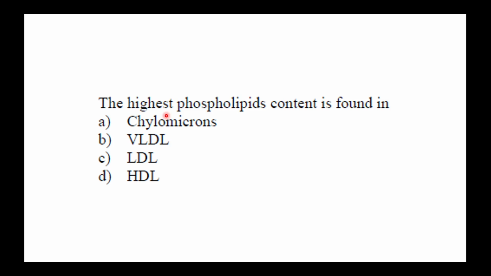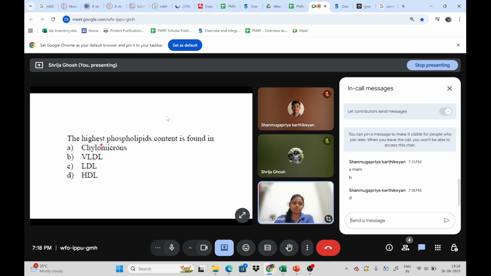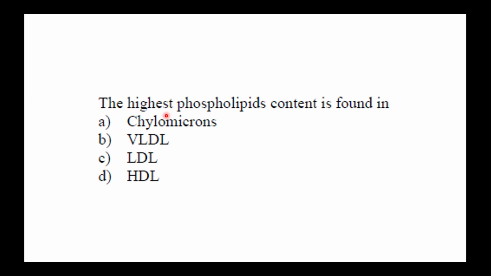Okay, moving on to the next question. The highest phospholipid content is found in option A chylomicrons, option B VLDL, option C LDL, and option D HDL. You are saying option D, that is HDL. That is the correct answer.